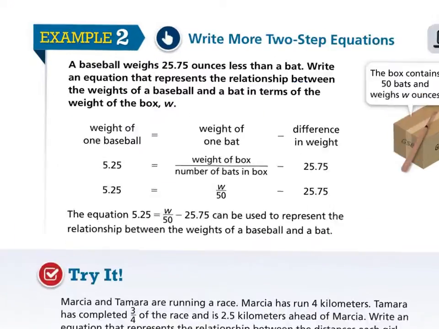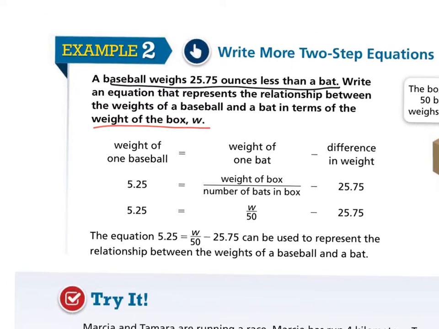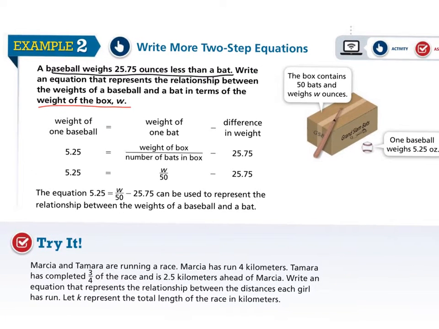Example 2, a baseball weighs 25.75 ounces less than a bat. Write an equation that represents the relationship between the weights of a baseball and a bat in terms of the weight of the box W. So if you look at the picture off to the side here, there's some other information. We have a box that contains 50 bats and it weighs W ounces. And then they also told us that one baseball weighs 5.25 ounces.